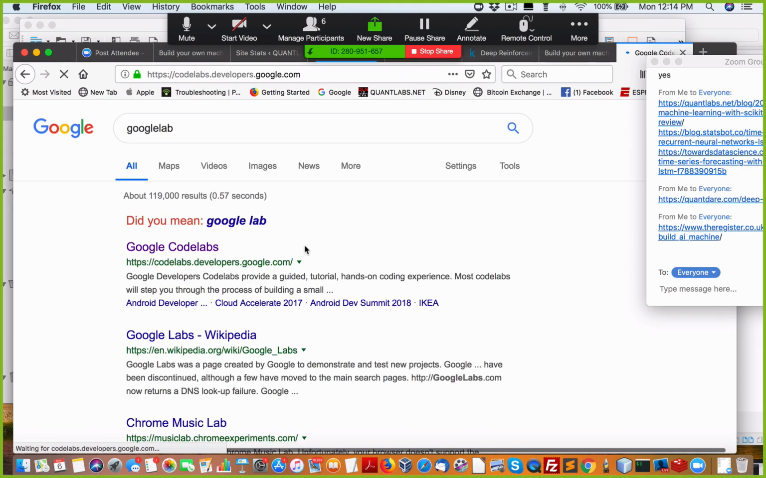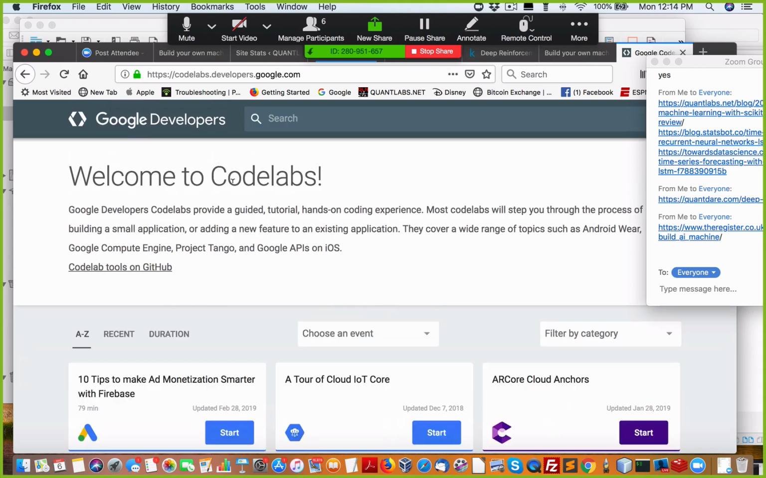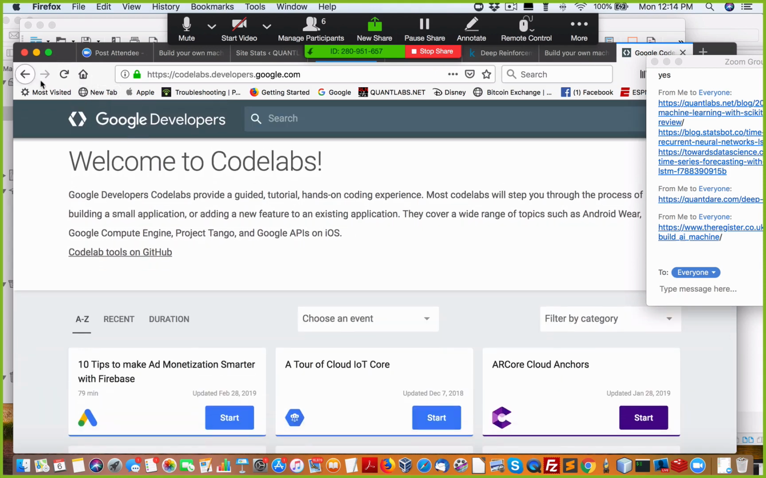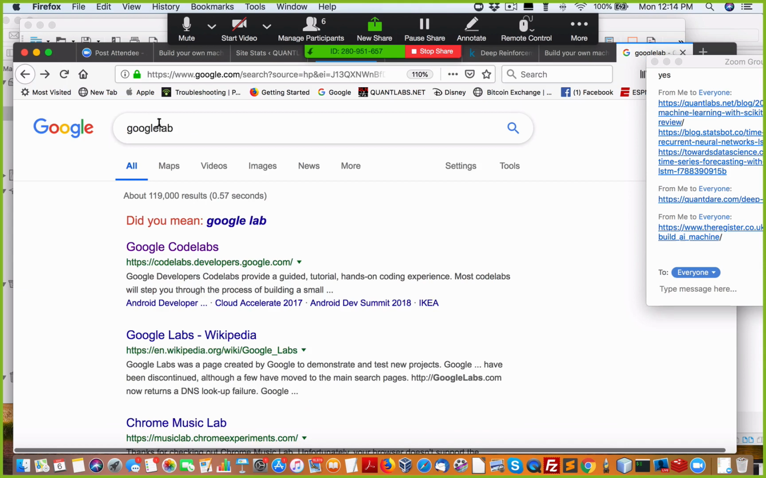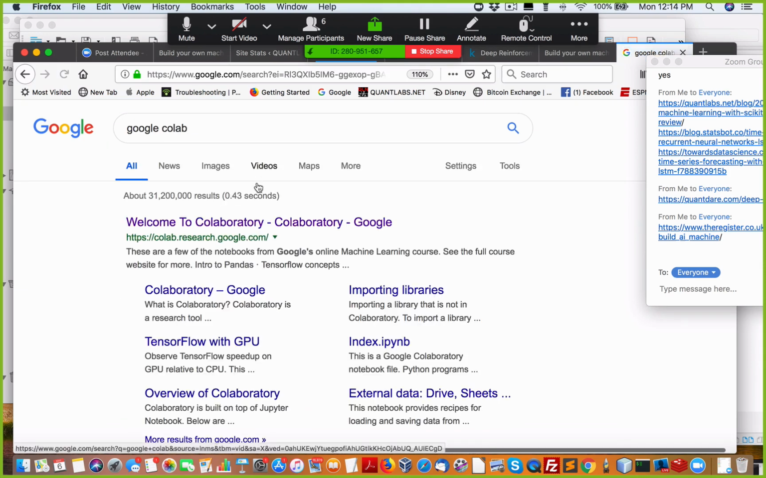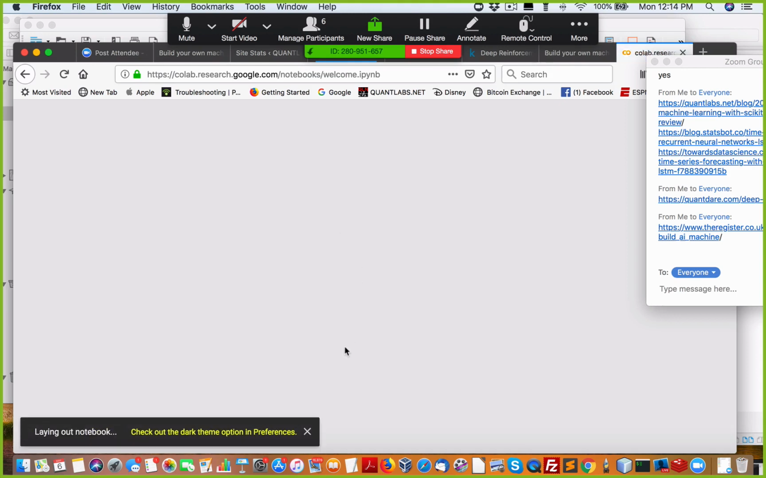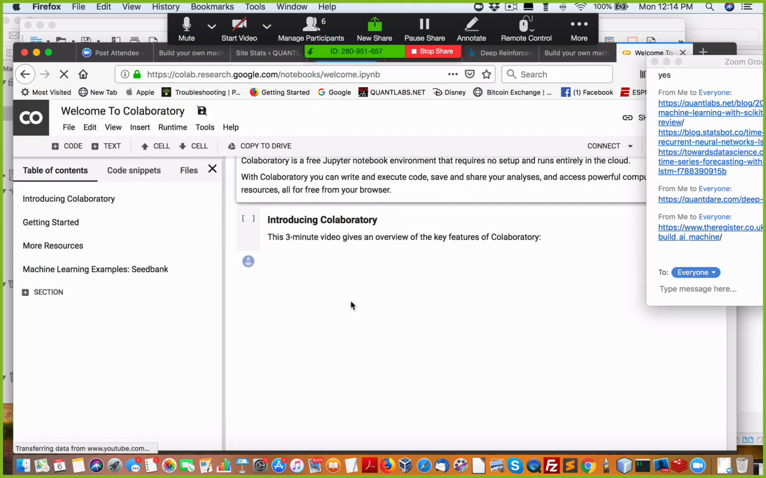Code Lab. What it is, it's called, I was getting my labs and collabs mixed up, it's called Colab. And this is very exciting. No matter what type of device you have, you now have the ability to basically work with a model.